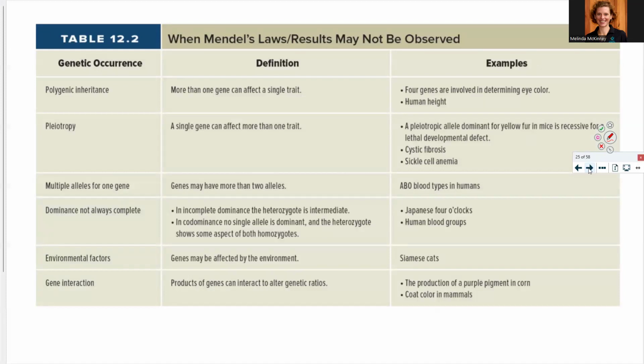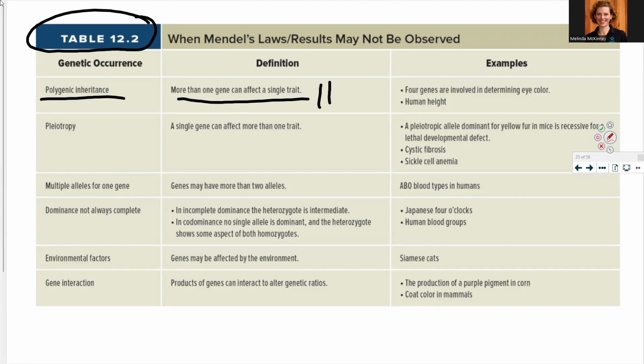So this is a summary slide. It covers more than we did in this video, but I like it. It's table 12.2 in the book. It talks about polygenic inheritance, which is more than one gene for a single trait. So this would be like our height. Pleiotropy, a single gene can affect more than one trait. So this was like the low oxygen example, hemoglobin, and you can have lots of different traits affected by it. That was the sickle cell anemia example.